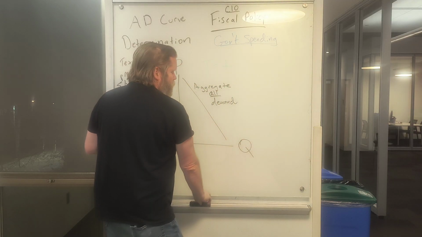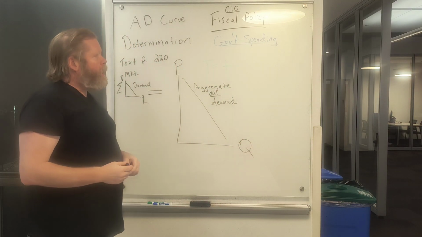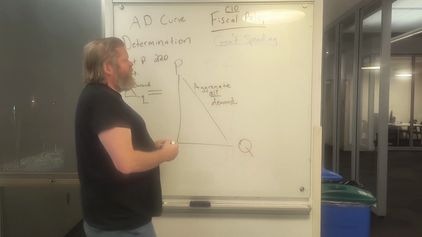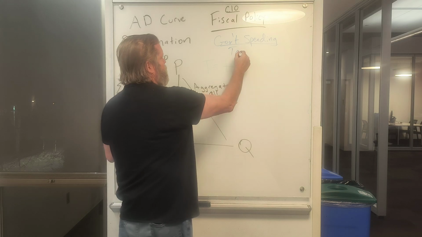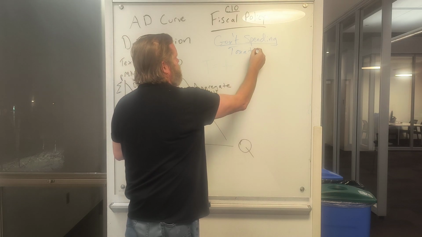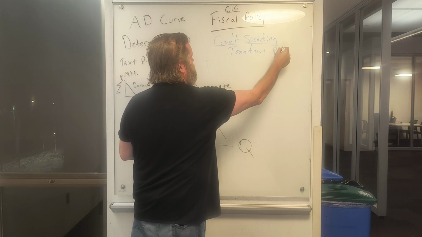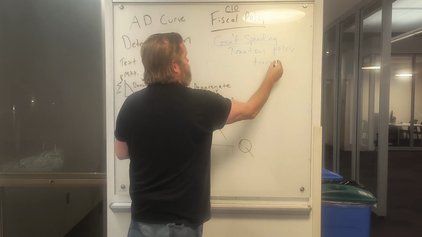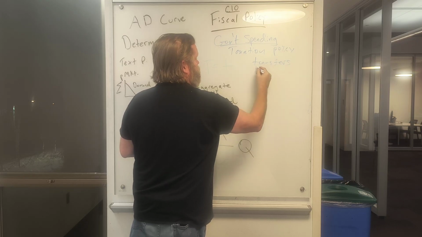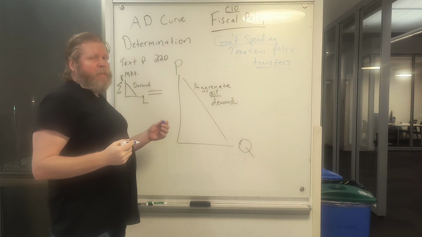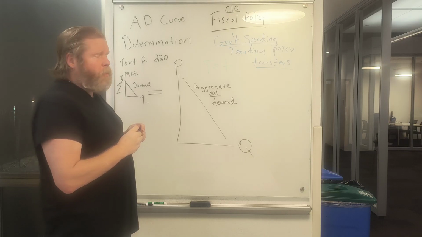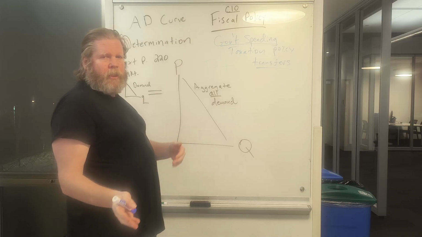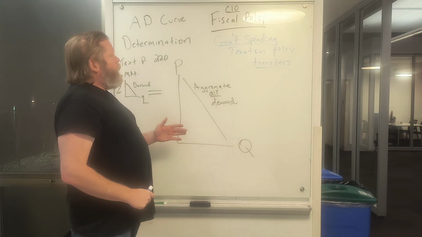So fiscal policy is primarily government spending and taxation policy. And there's also something called transfers, which means that basically money is transferred usually from rich to poor, not always, but from one part of society to the other. It's like, tax the rich, give it to the poor.